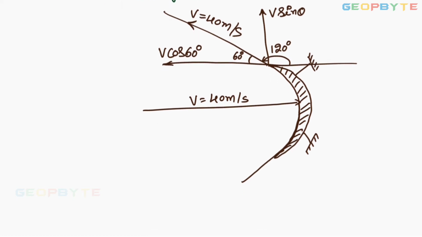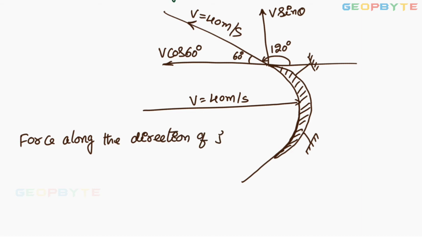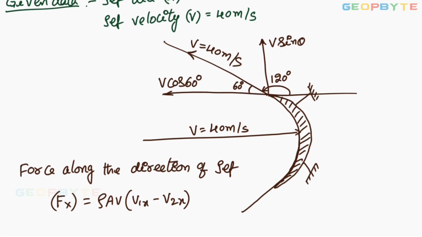You are asked to find the force along the jet direction. Force along the direction of jet, that is force along x direction, that is Fx. That Fx equal to rho AV into V1x minus V2x. This is the general formula. Now let us mark the V1x. What is the V1x? V1x is the velocity of the jet.